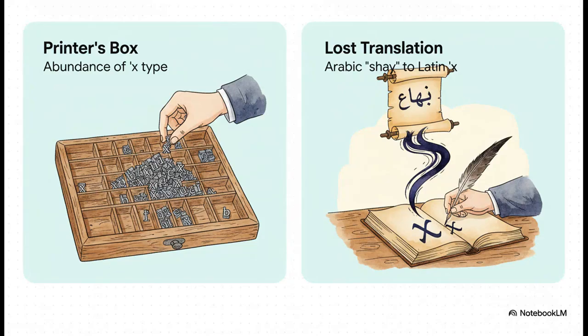So why X? Well, historians have two leading theories. The first one is pretty practical. They call it the printer's box theory. The story goes that the guy printing Descartes' book just had tons of extra X's lying around, because it's one of the least used letters in French. A simple, practical choice. But the second theory, the lost translation, that one's my personal favorite.